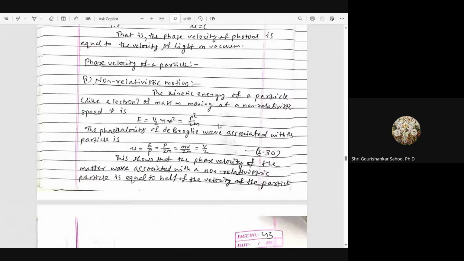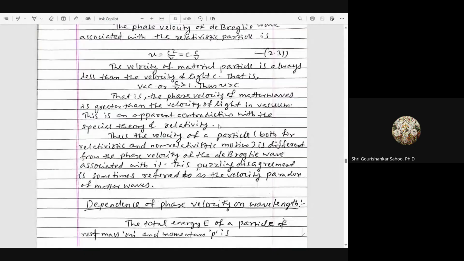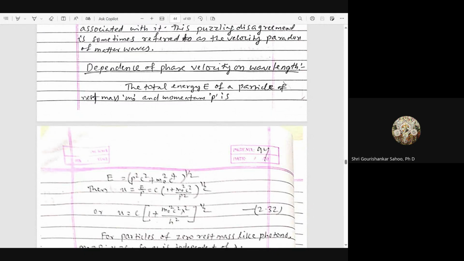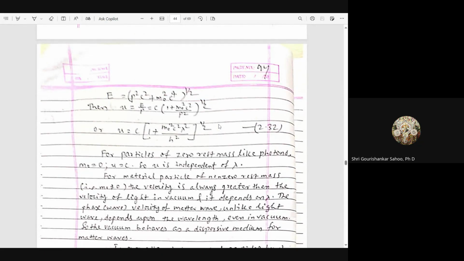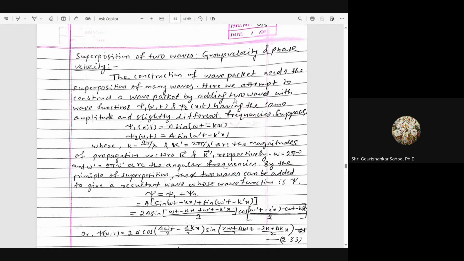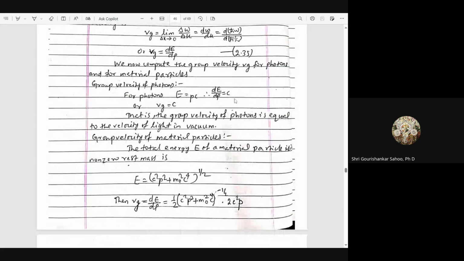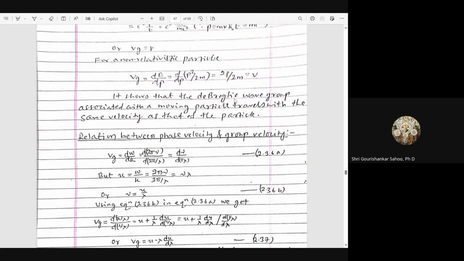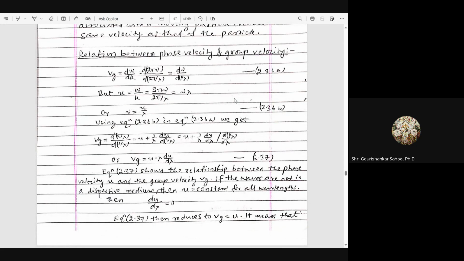Phase velocity and group velocity for the non-relativistic case and for the relativistic case, the dependence of phase velocity upon group velocity: u is equal to c multiplied by 1 plus m0 square c square lambda square by h square, to the power half. For zero rest mass, u is equal to c. Then superposition of two waves, the group velocity and phase velocity concept and their derivation, and the relation between phase velocity and group velocity: vg is equal to u minus lambda du by d lambda.